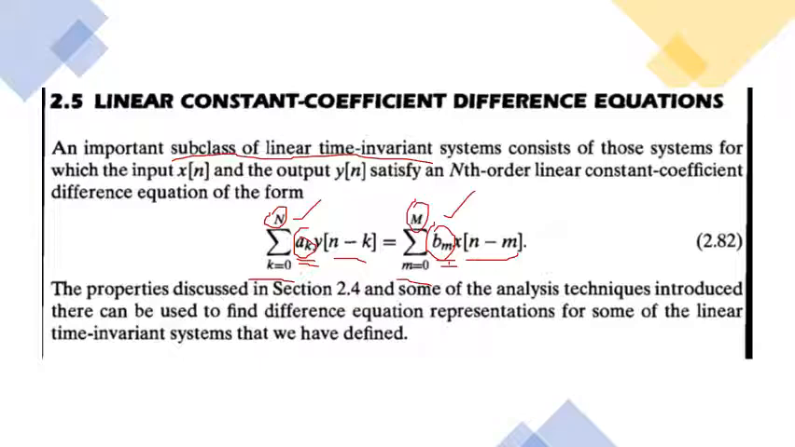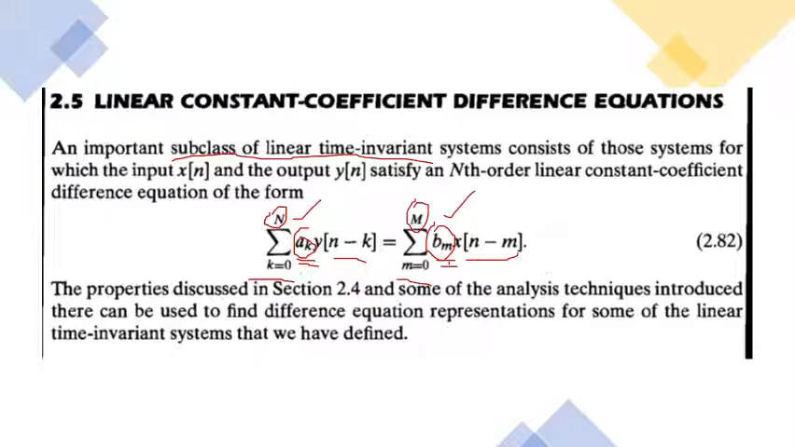So there are three things. Let me again recap it for you. Scaling: there is B m at the input and A k at the output. x of n minus m is the delay at the input, and y of n minus k is the delay of the output terms. And then the order of the delays at the input is M and at the output is N. So this is the linear constant coefficient difference equation.